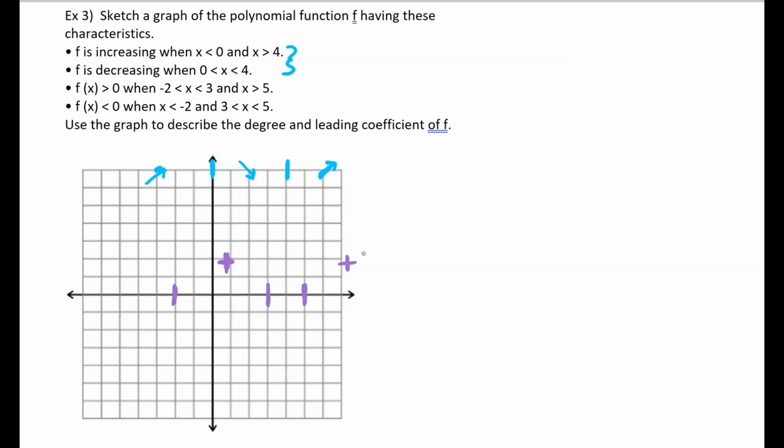Is this 5? Huh? Oh, for the second. I'm still looking at this one here.